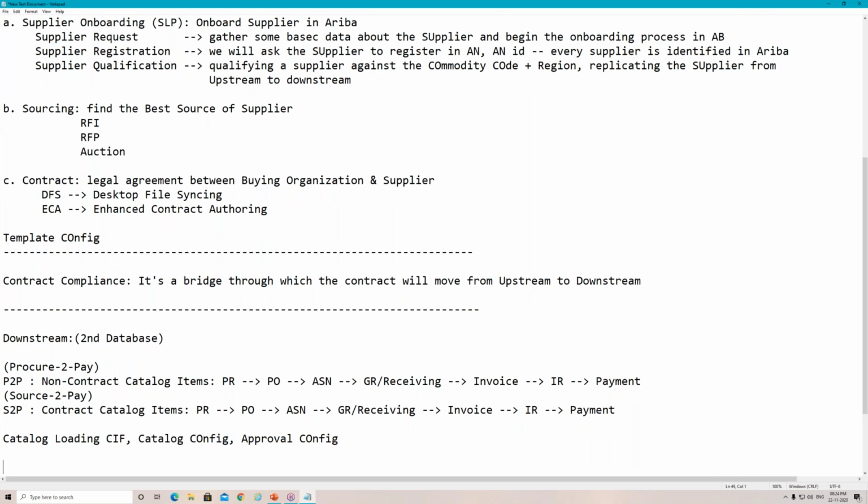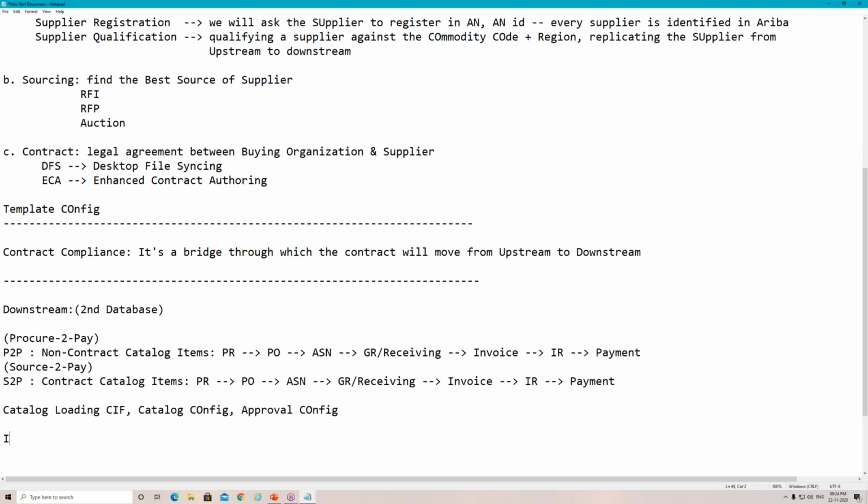Now comes the integration. All of you will think, Manoj, integration means CI9 or CIG. Which one will we do? We will learn both. Why? Because you will understand there are certain use cases for CI9 and certain use cases for CIG. If you go to most clients, they don't have a full idea about Ariba, but they will say, I want to implement CIG.